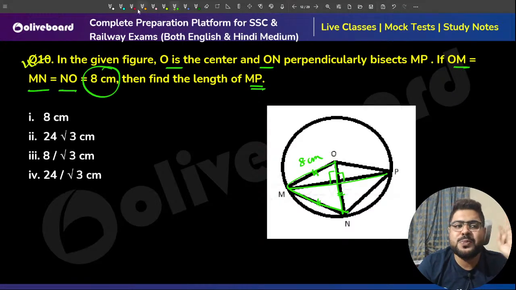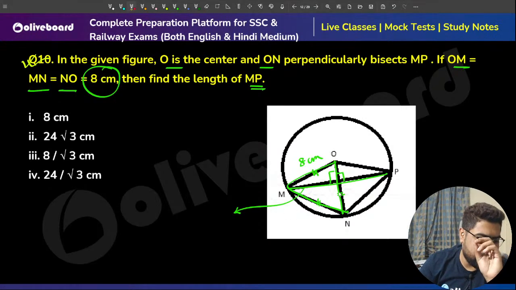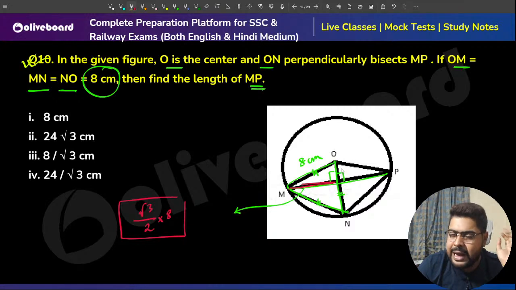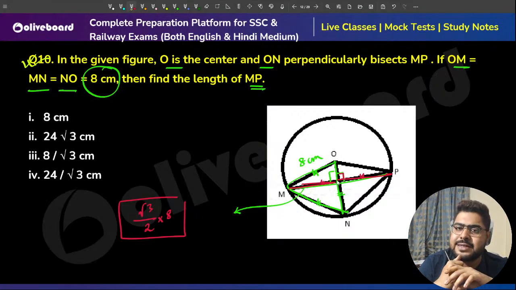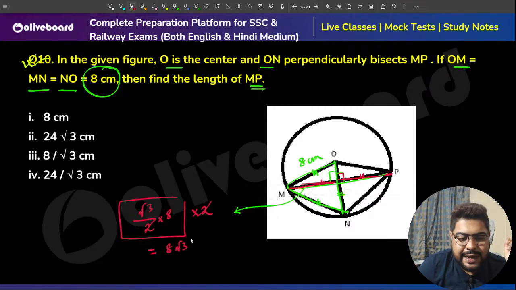There are two ways to proceed. You can use the formula for the height of an equilateral triangle, root 3 divided by 2 into side. That is the height. But I know this is equal to this, because if you drop a perpendicular from the center on a chord of a circle, it bisects. So the total will be twice of this, so the value will be 8 root 3.